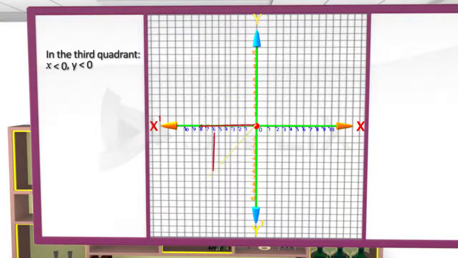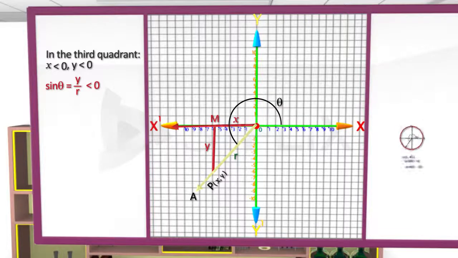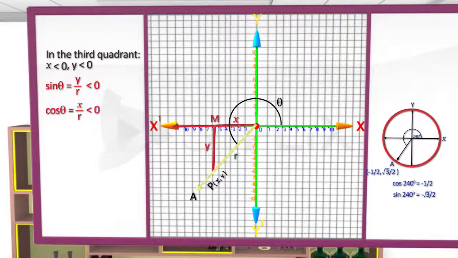In the third quadrant, x is less than 0, and y is also less than 0. Sin theta is equal to y by r, less than 0. Cos theta is equal to x by r, less than 0. Tan theta is equal to y by x, greater than 0.